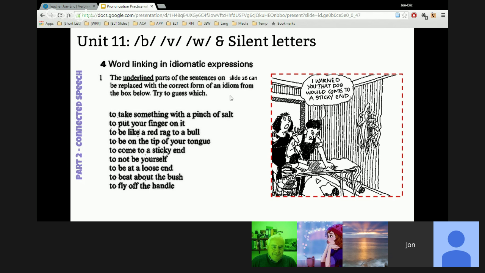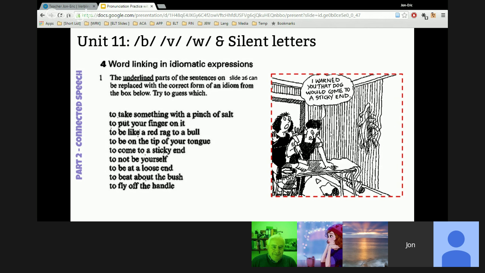When you link words together, sometimes we have to put in these extra sounds. They're not written, but they're there. You'll notice on this page, we're going to talk about idiomatic expressions, and we're going to use that as an example of how we link sounds together. Okay? Jose, can you read the caption? Can you read what the character is saying in the cartoon for us?